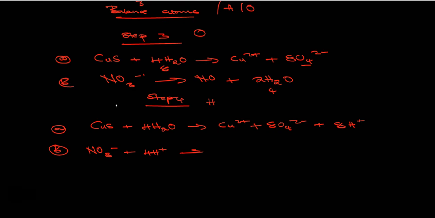Then to produce nitrogen monoxide, then plus 2 molecules of what? Of water. This is now our fourth step. So you have to follow these steps one by one.